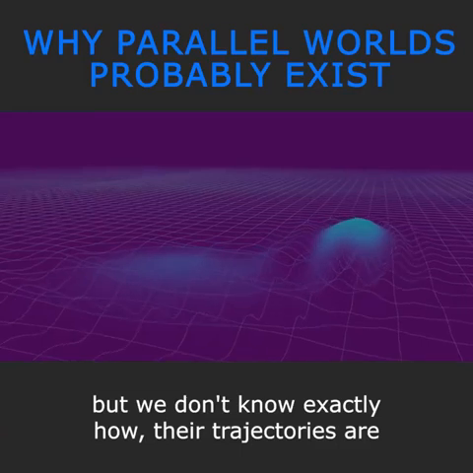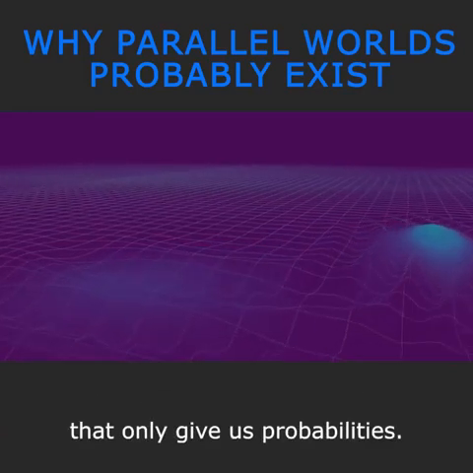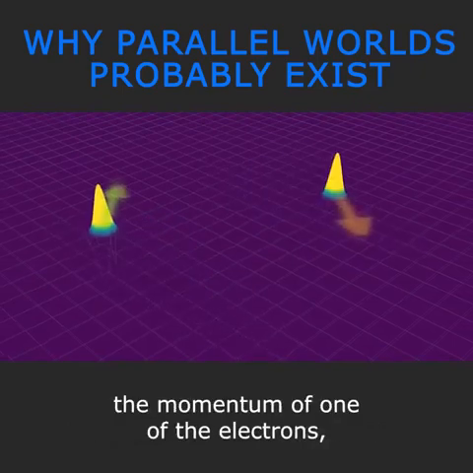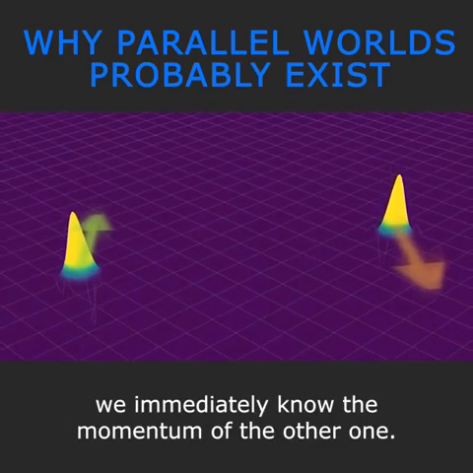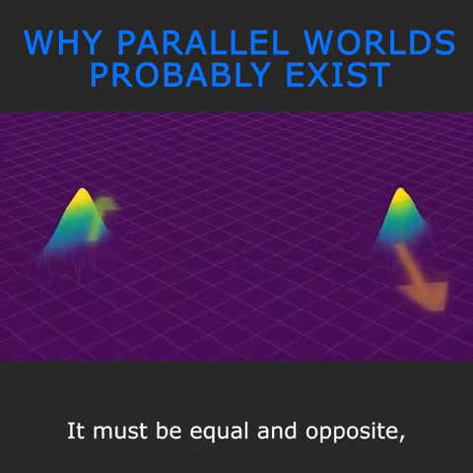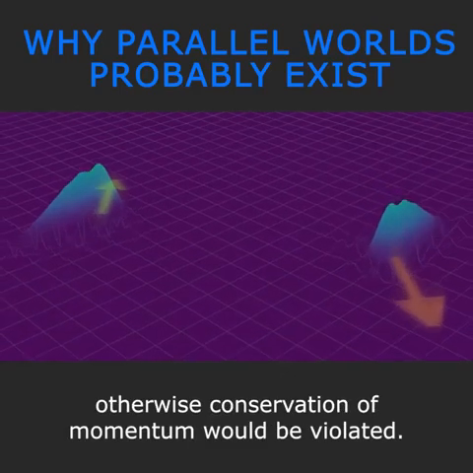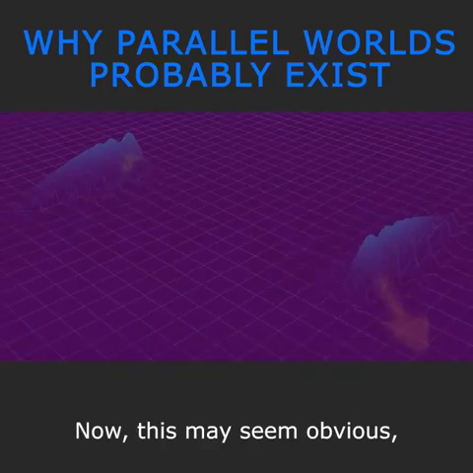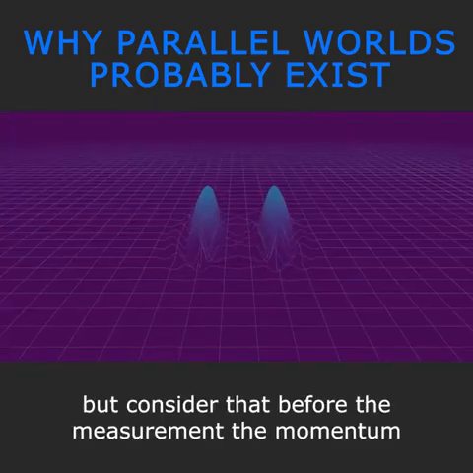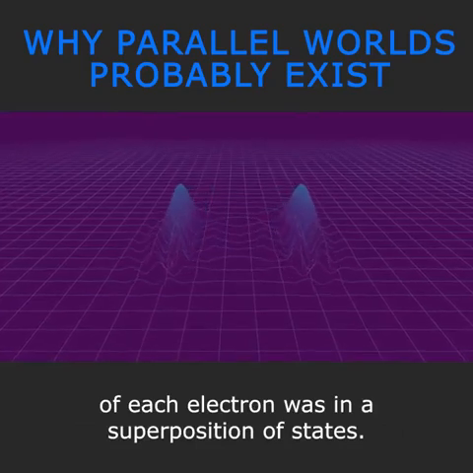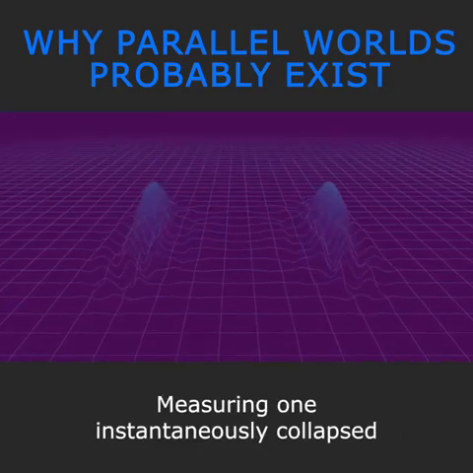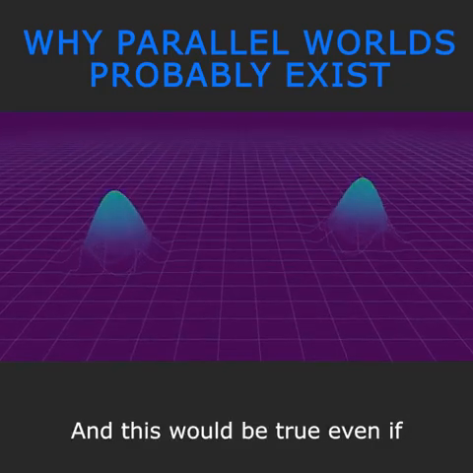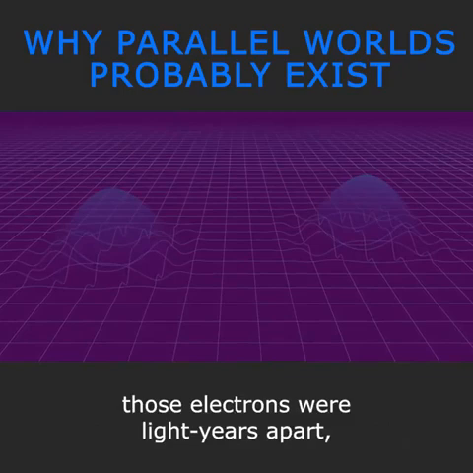Their trajectories are given by spread-out wave functions that only give us probabilities. But as soon as we measure the momentum of one of the electrons, we immediately know the momentum of the other one. It must be equal and opposite, otherwise conservation of momentum would be violated. Now, this may seem obvious, but consider that before the measurement, the momentum of each electron was in a superposition of states. Measuring one instantaneously collapsed the wave function of the other. And this would be true even if those electrons were light years apart.